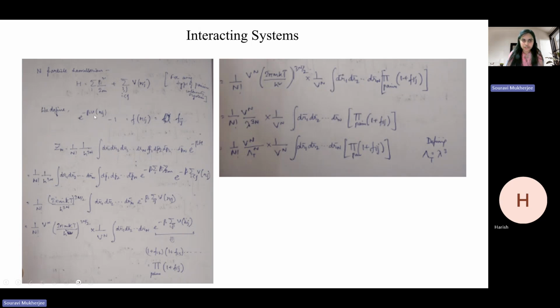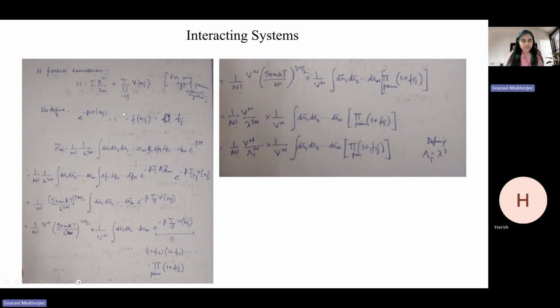Okay, so V is the potential that we are talking about, minus 1. And this is what we term as f of ij. Okay, now why are we taking up this form? It will be clear as we proceed. This is just some mathematics which actually helps us to simplify the expressions further.